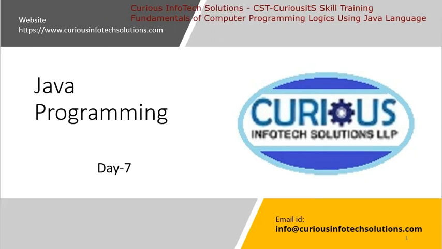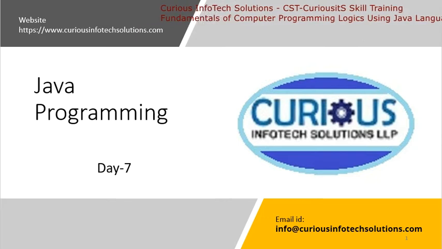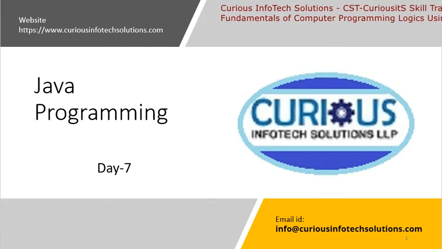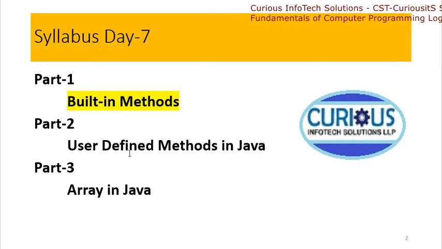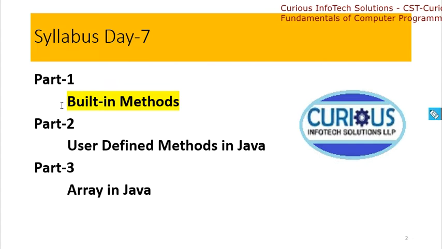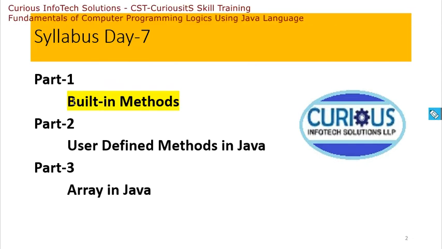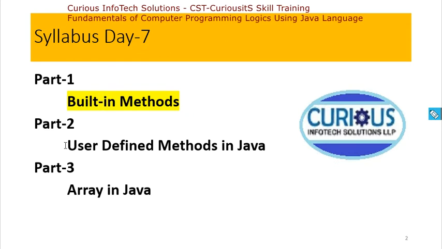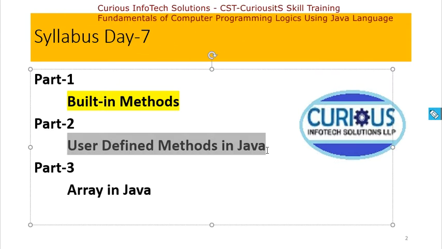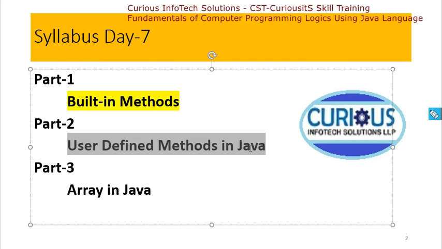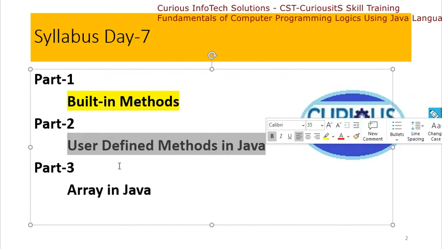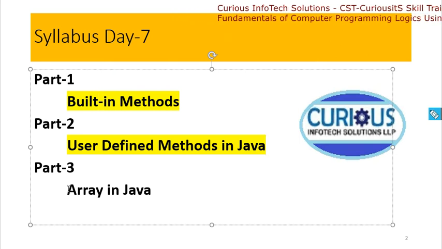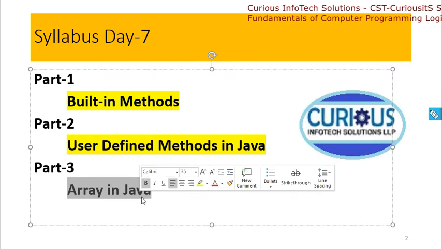Now, today I will explain part 3 of your day 7. So, very first, I will explain what is in part 3. In part 1, we already covered built-in methods, then user-defined methods in Java, and lastly part 3. So this part we will now complete, that is the array in Java.